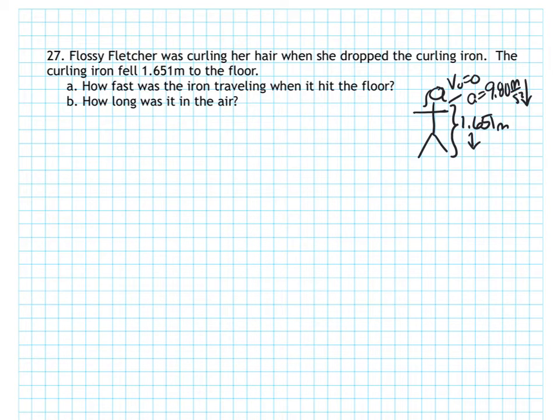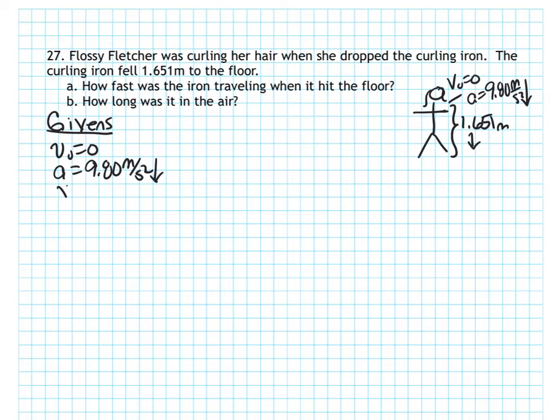Let's start by listing our givens. So we know the initial velocity is equal to 0. We know the acceleration is due to the pull of gravity. That's what's controlling the curling iron to fall down. So that's 9.80 meters per second squared. And I'm not going to give it a sign. I'm just going to do an arrow going down.